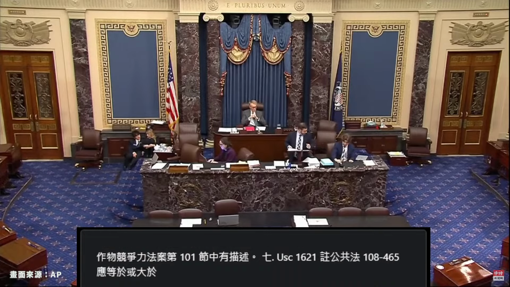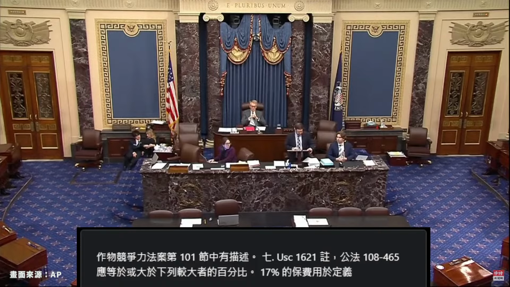1, 17% of the premium used to define loss ratio. 2, the percent of the premium used to define loss ratio that is otherwise applicable for the reinsurance year under the terms of the standard reinsurance agreement in effect for the reinsurance year.